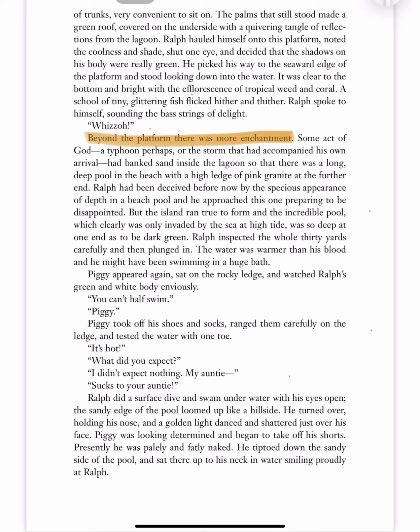So this refers to the idea that everything presented before that is also a matter of enchantment. It is attractive to the boys and to the readers. This is asserted when the narrator said "some act of God," as if it is a paradise. The idea of enchantment and attractiveness is confirmed when the narrator said, "But the island ran true to form and the incredible pool." Incredible, this adjective indicates that the things the narrator sees are very, very attractive to his eyes.